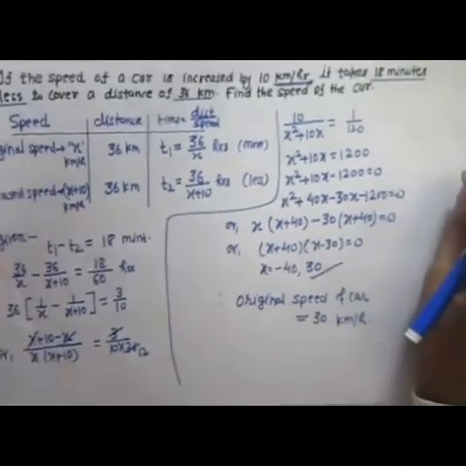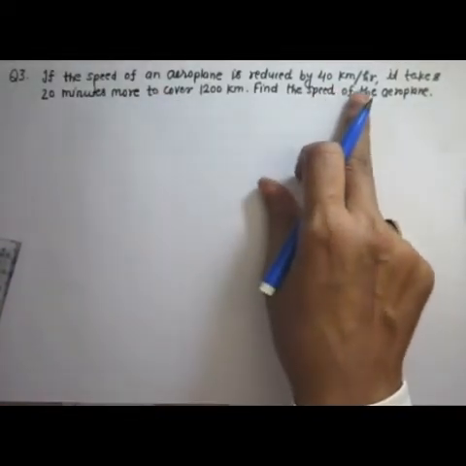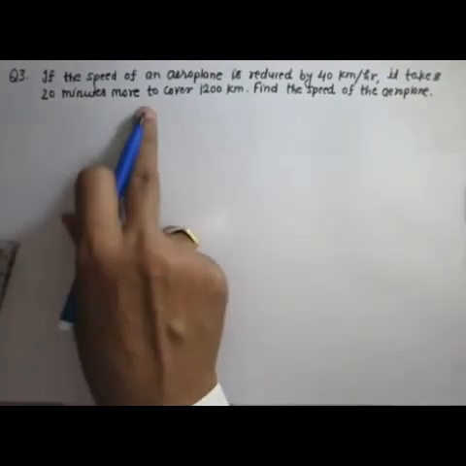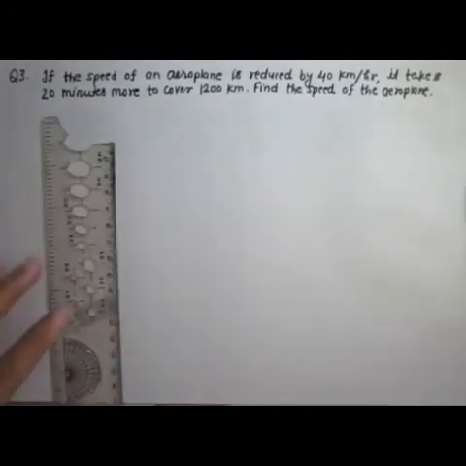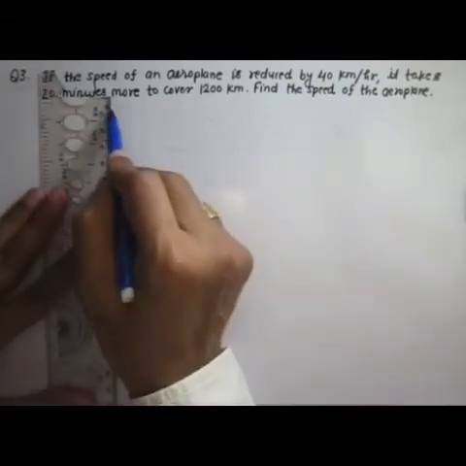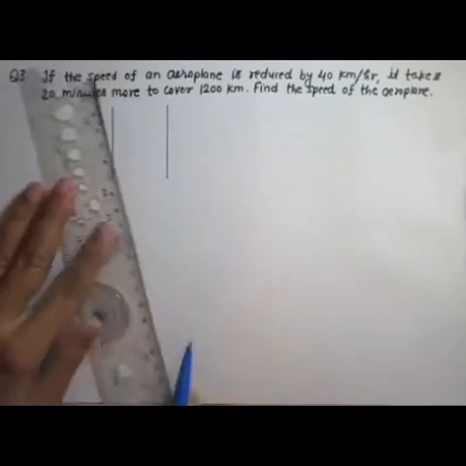Now let us solve question number 3. Question number 3 is, if the speed of an aeroplane is reduced by 40 km per hour, it takes 20 minutes more to cover 1200 km. Find the speed of the aeroplane. So first make the columns, 3 columns I am making.